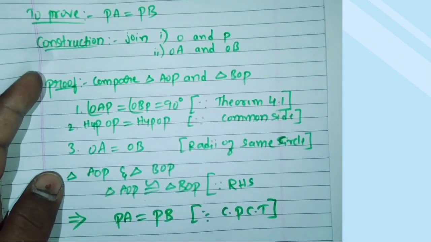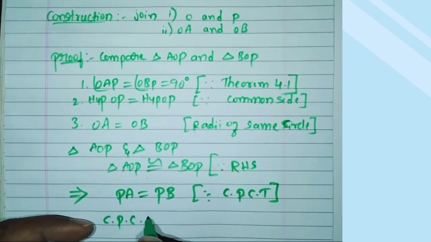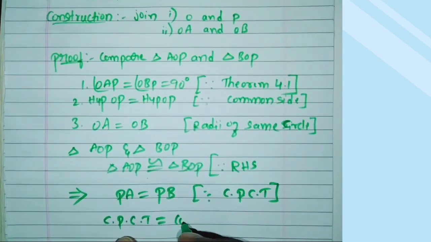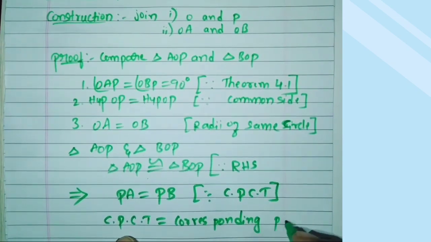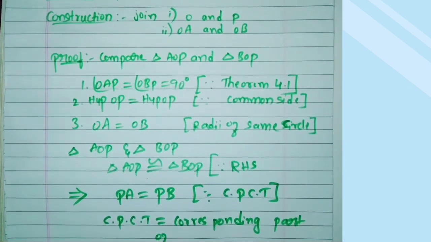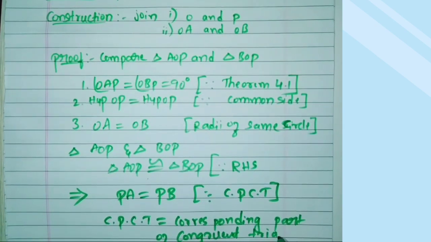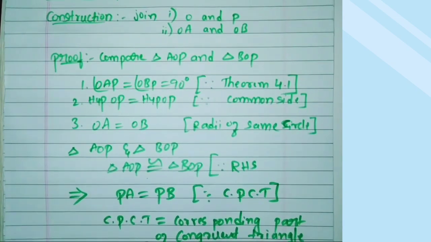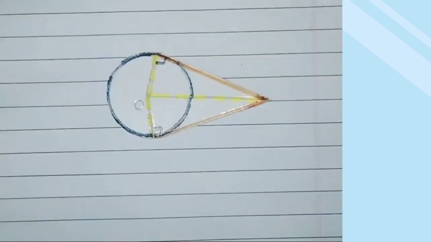CPCT. What is meant by CPCT? CPCT is nothing but corresponding parts of congruent triangles. So that is called CPCT. So this much is the proof. You have to prove this much only. You will definitely get a 3.